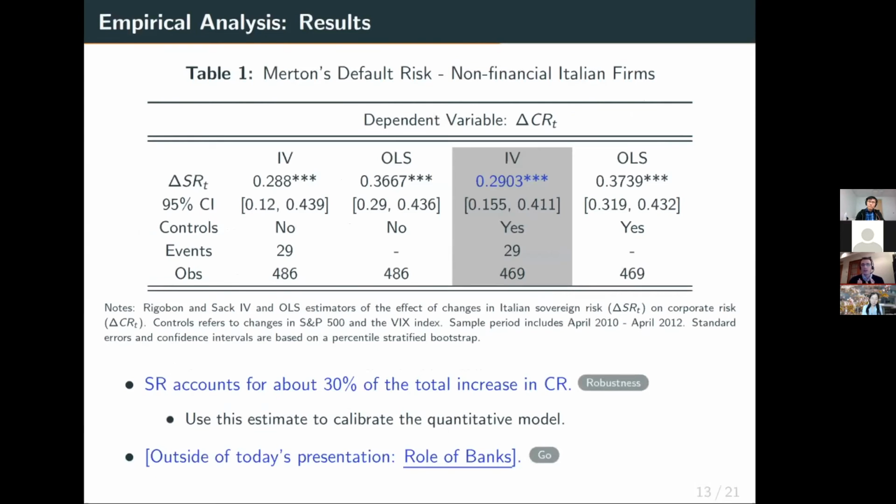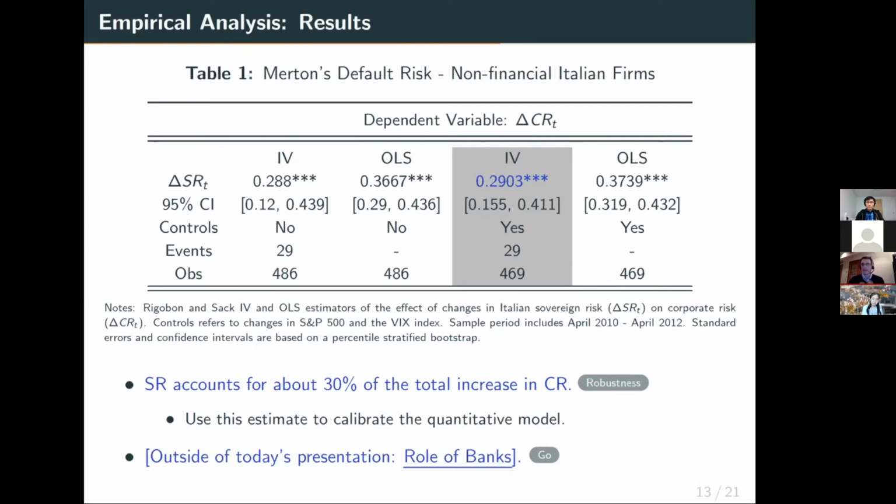So what you have here are both the IV estimate based on this Rigobon and Sack type of approach, and also the OLS estimate for different specifications of the model. So let's focus on this column that is highlighted in gray. This is saying that a 1 percentage point increase in Italian sovereign risk leads to almost 30 basis point increase in Italian corporate risk. And that more or less is capturing about 30% of the total increase in corporate risk that we observed during this European debt crisis in Italy.